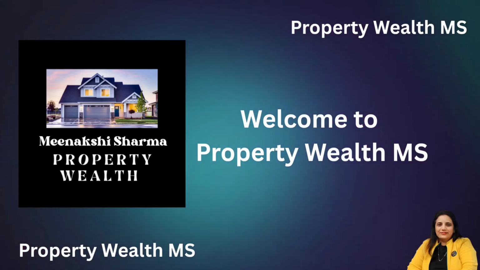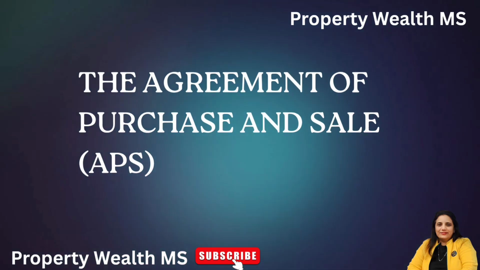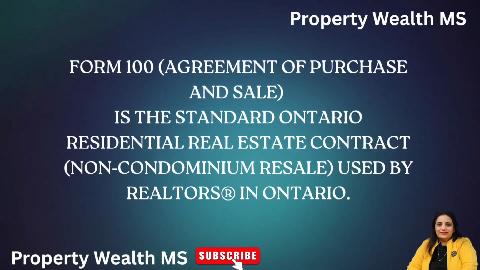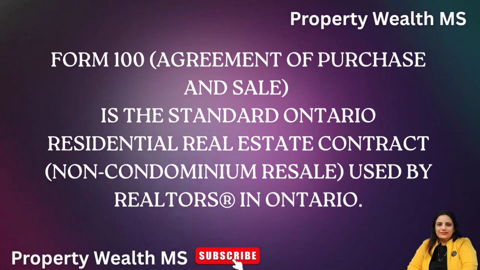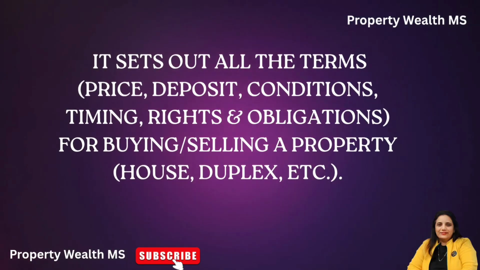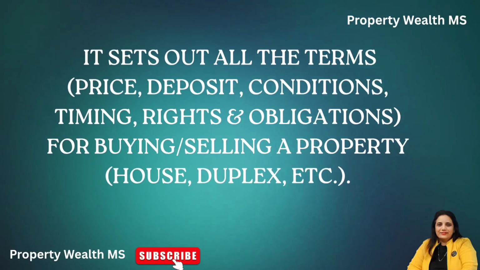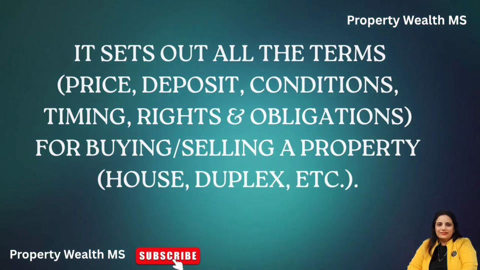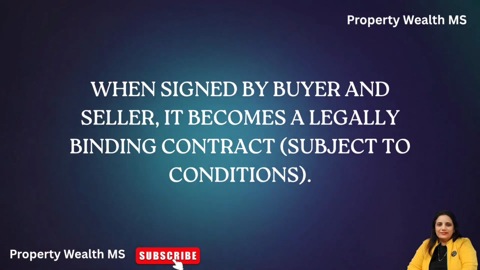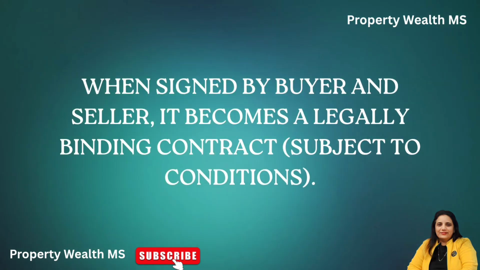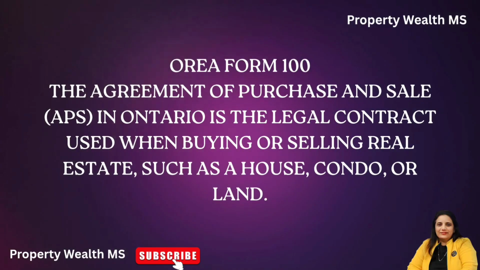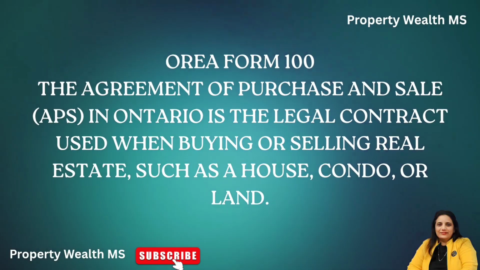Today we are going to discuss the Agreement of Purchase and Sale. Usually we call it APS Form 100 for the residential sale and purchase. Form 100 is a standard Ontario residential real estate contract used by the real estate industry in Ontario, Canada. It sets out all the terms like price, deposit, conditions, timing, rights and obligations for buying and selling a property like a home, duplex, any kind of residential homes under this category. When signed by buyer and seller, it becomes a legally binding contract, or subject to conditions.